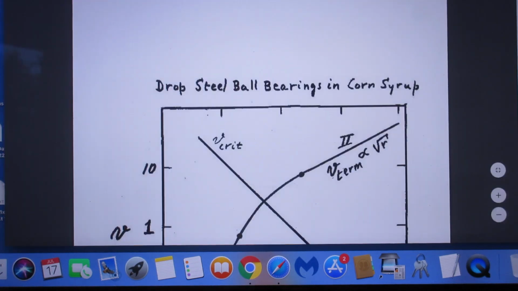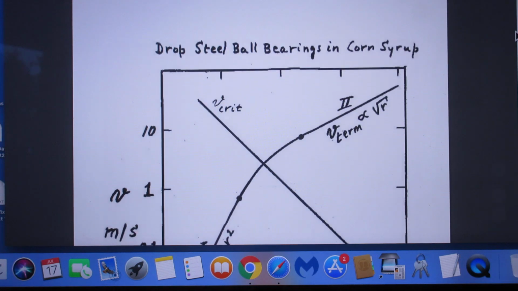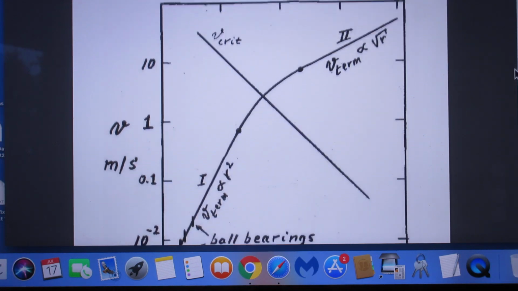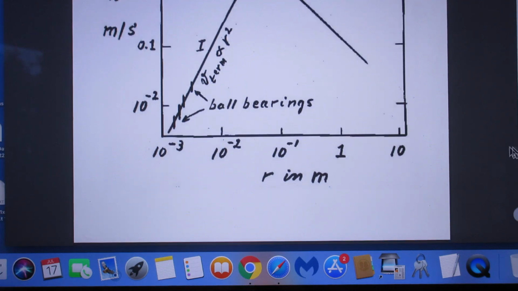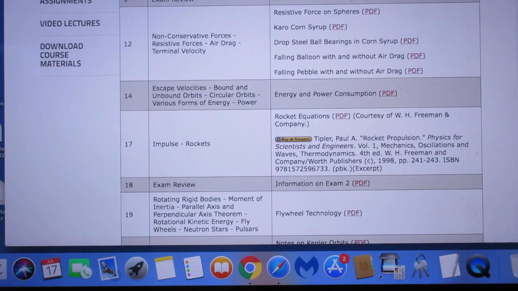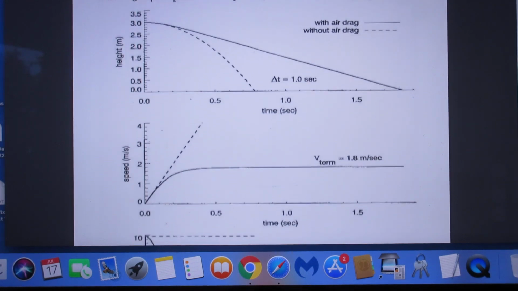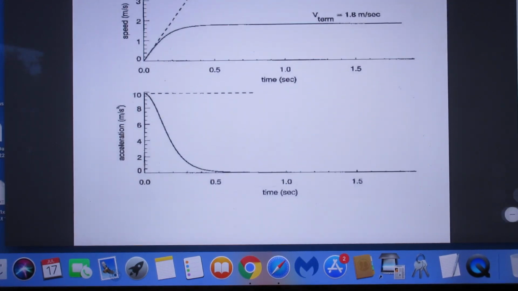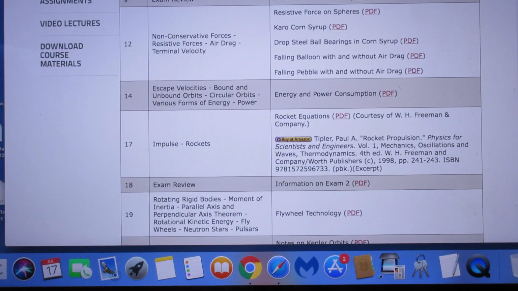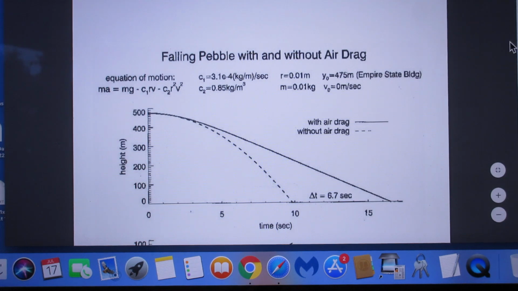Steel bearings, ball bearings, also same lecture, shown during my lectures. All lecture 12, falling balloon. This was calculated by my graduate student Dave Pooley. Lecture 12, all of this was shown during the lecture. And a falling pebble, also calculated by Dave Pooley.